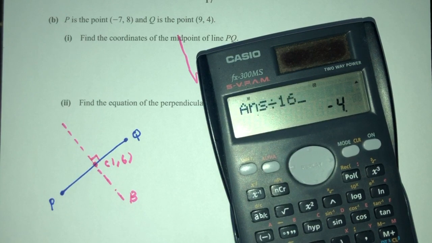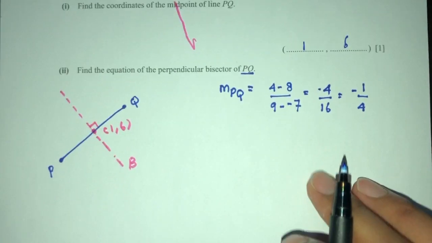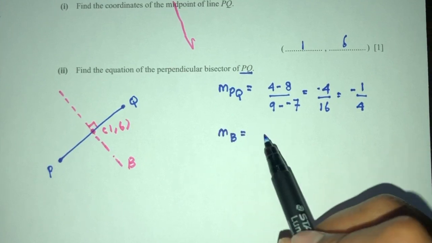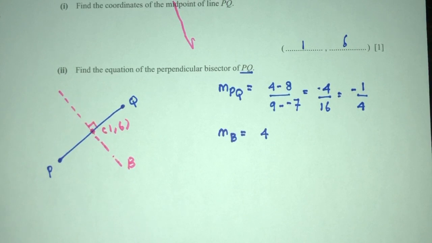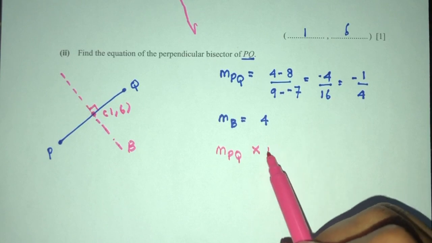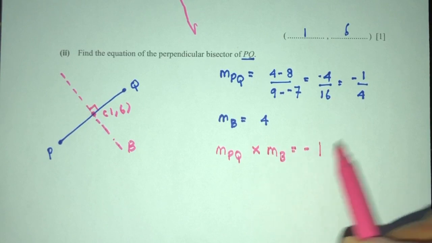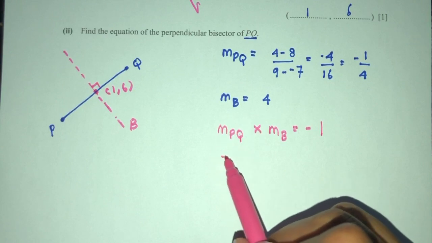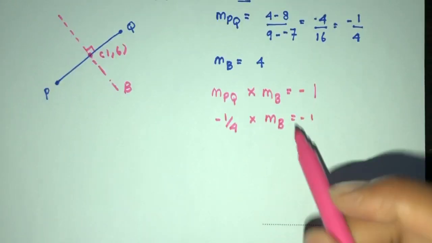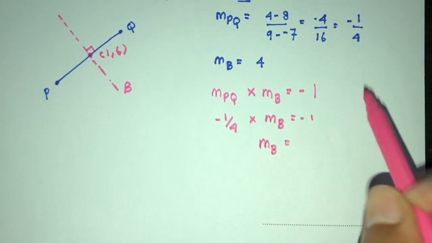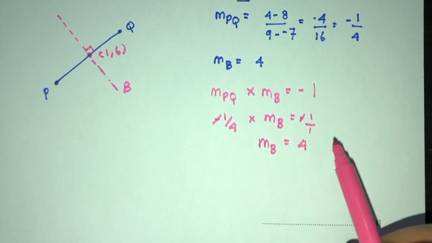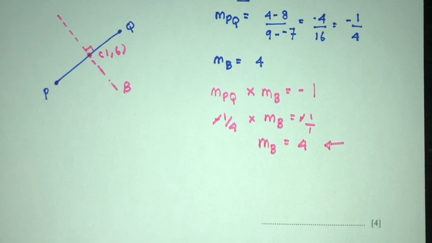Let's double check. Exactly. Now we understand if this is this, then the gradient of b has to be what? The value of 4, because they are both connected by the equation, which is m of pq, the gradient of pq. If you multiply by the gradient of b, you're supposed to get minus 1. So if I know this is minus 1 over 4, and the gradient of mb, I don't know, so we have to solve for this one. Mb has to be what? The minus signs cancel out, so cross multiply, you will have 4 right here. That's why you end up with the gradient of b being 4.